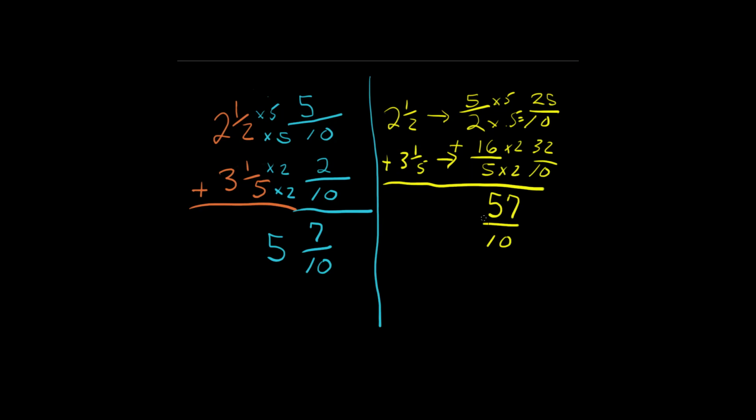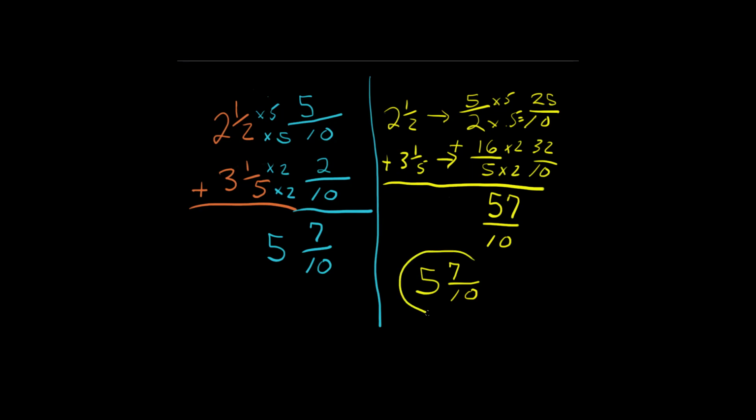But remember, improper fractions are not simplest form, so we're going to have to turn that back into a mixed number. So how many 10s can go into 57? Well, that answer would be 5, because 5 times 10, you can put your denominator down, remember. So 5 times 10 is 50, plus 7 more would get you to 57.